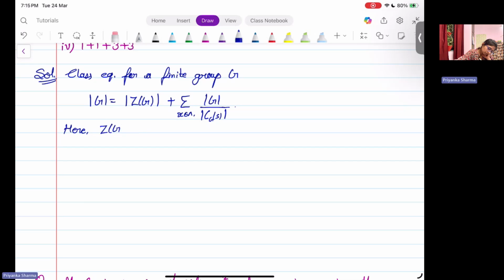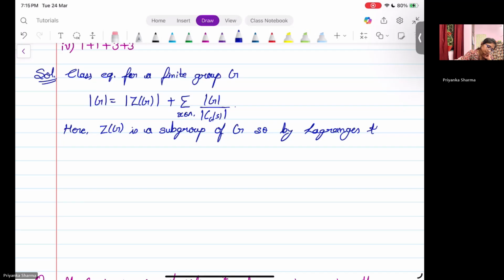Here, the center of G is a subgroup of G. So, by Lagrange's theorem, the order of the center of G will divide the order of G. And this is what we will always have.